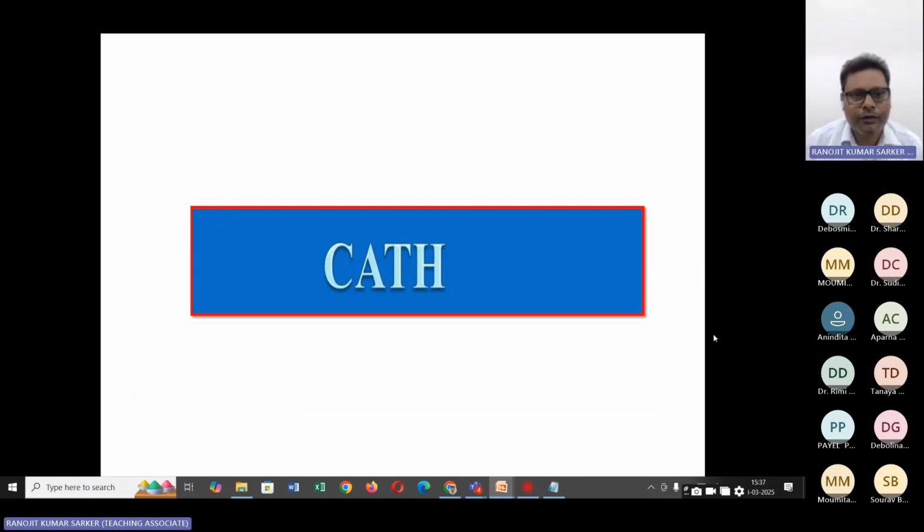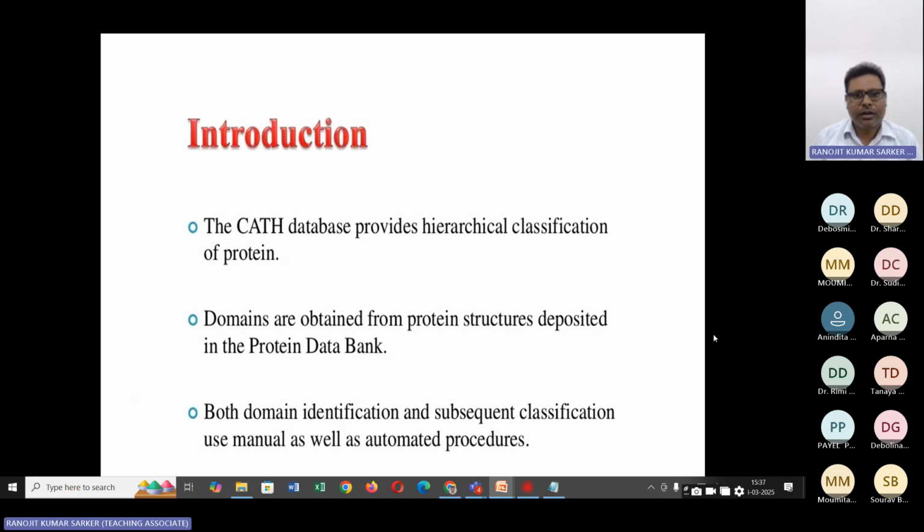So now we will move to CATH databases. Okay, so now you know that CATH is a bit similar to SCOP, but there will again be some differences in the data organization. We will see that. You see that the CATH database again provides a hierarchical classification, but the hierarchy is different in this case. So we'll see that. These domains are obtained from protein structures deposited in the Protein Data Bank.